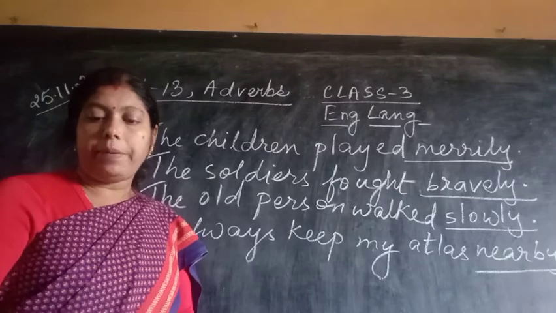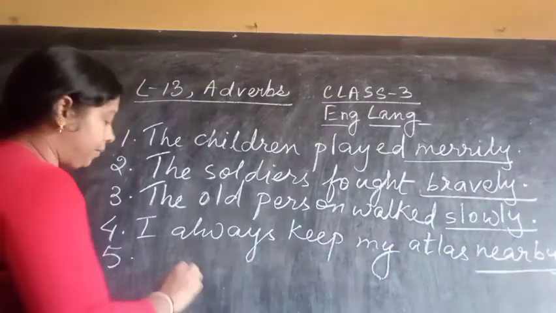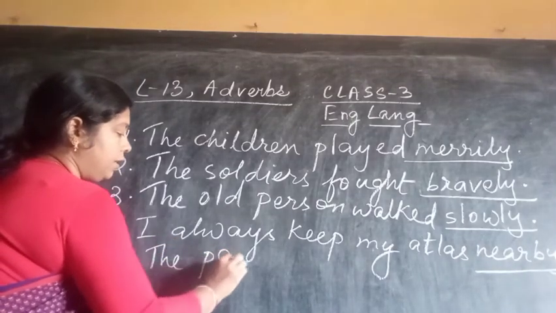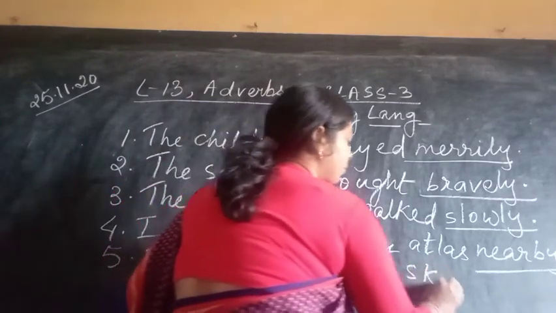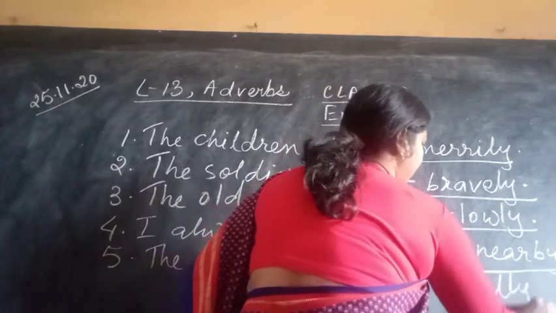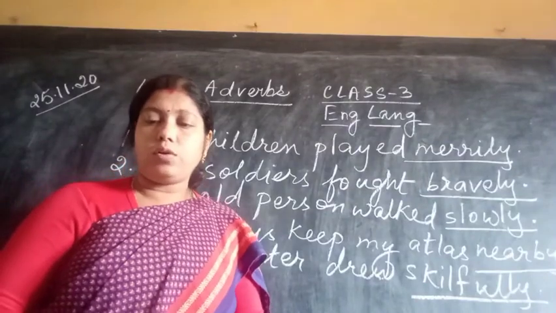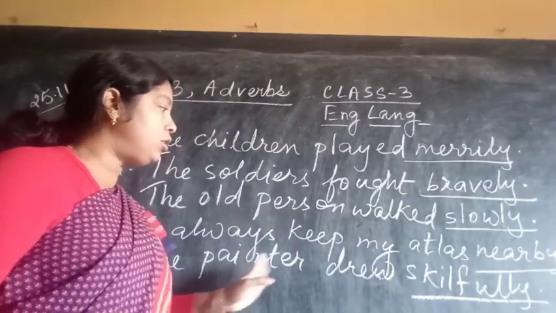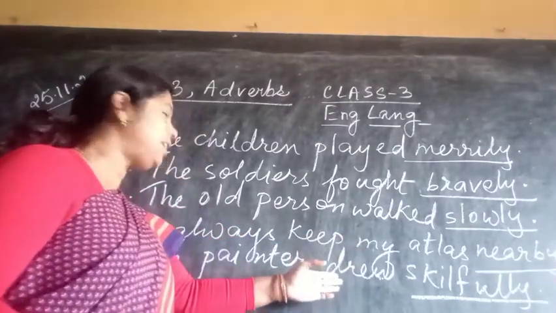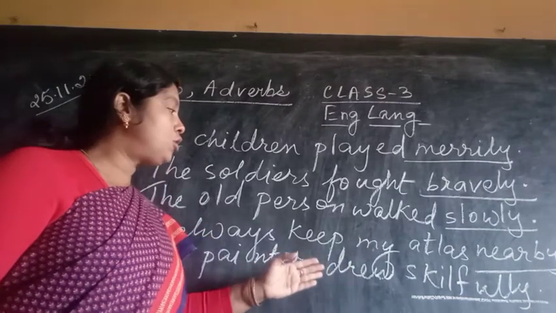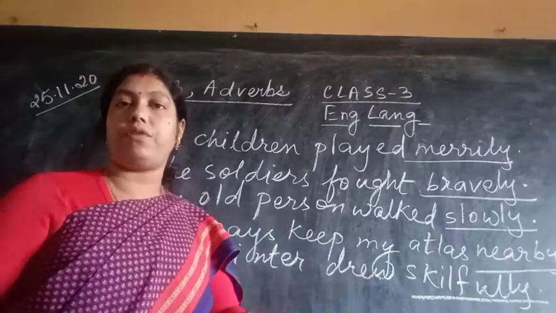Number 5. The painter drew skillfully. How the painter drew? The painter drew skillfully. So, it is telling us more about the verb drew. Which one is the verb here in this sentence? Drew is the verb. So, you see, skillfully tells us more about the verb drew. The painter drew skillfully.